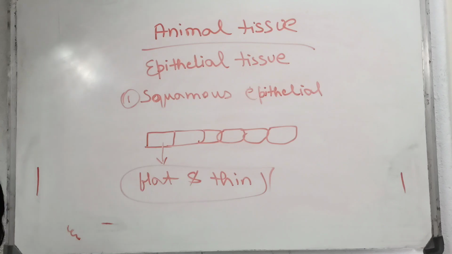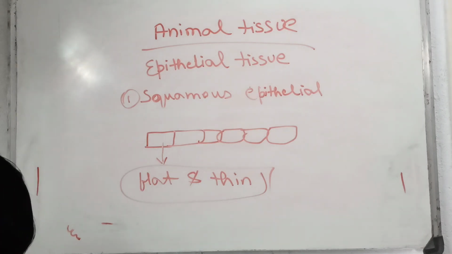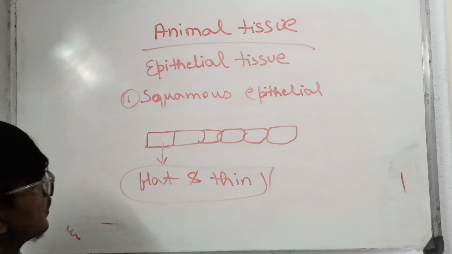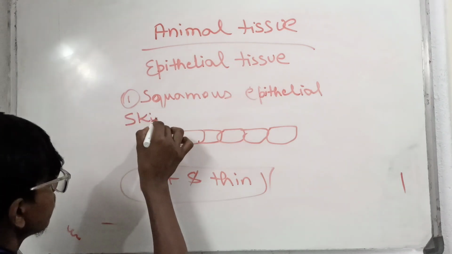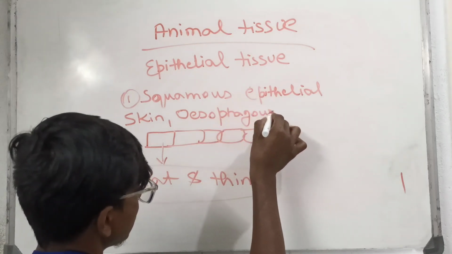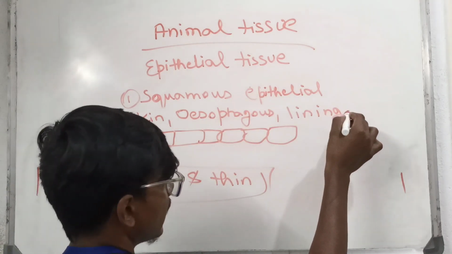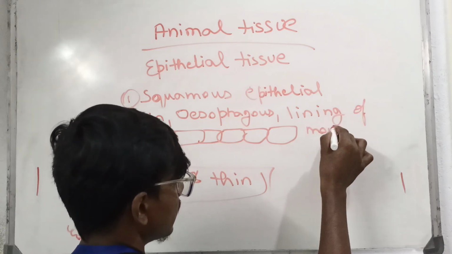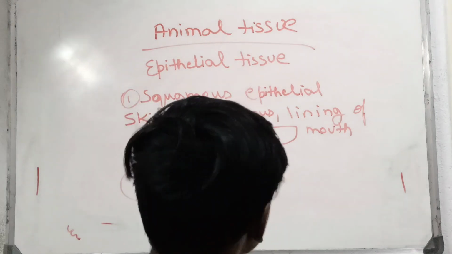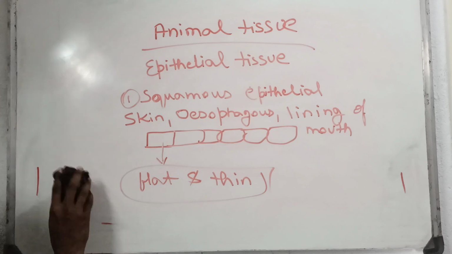So where is this present? First is the skin. The skin is a type of squamous epithelium, an example of squamous epithelium. Next is the oesophagus and the lining of the mouth. Skin, oesophagus and lining of mouth. These are the three places where you can see this squamous epithelium. Okay. Now next we will see the second type.